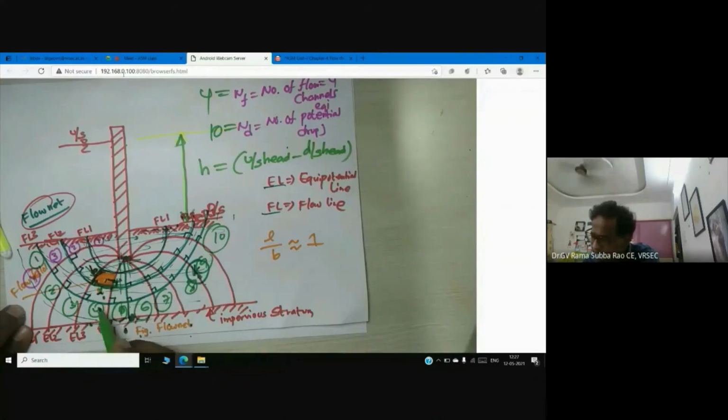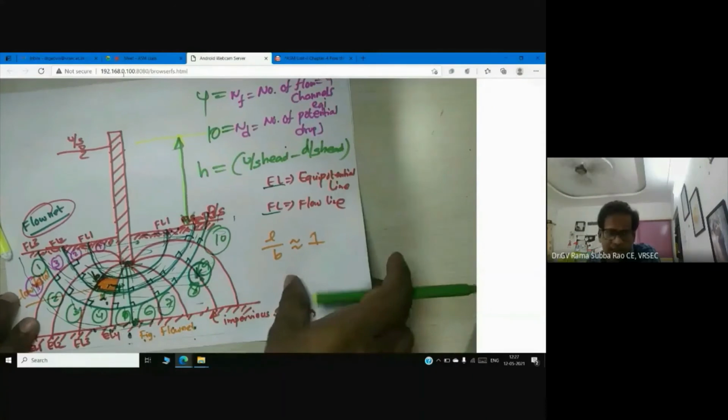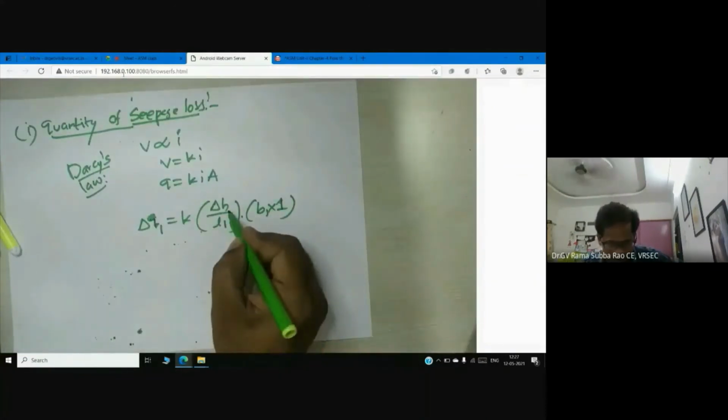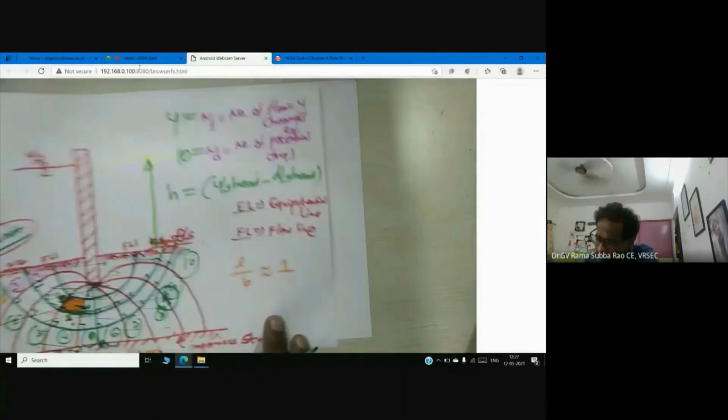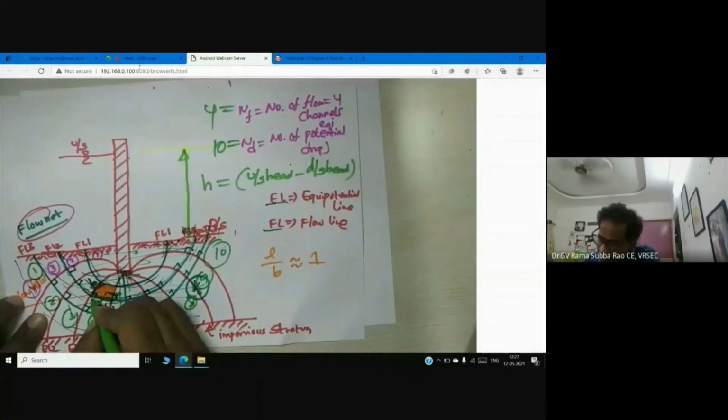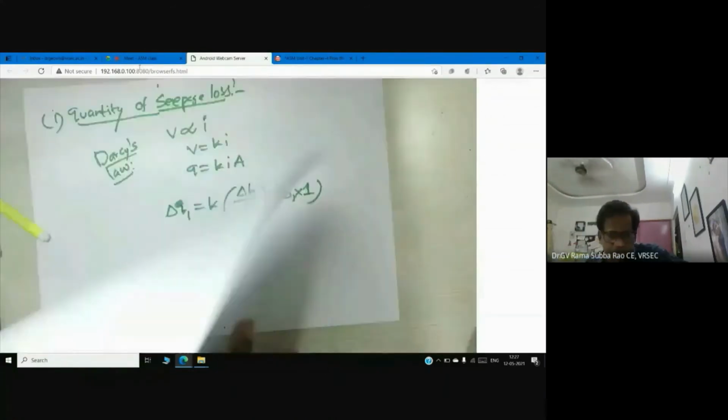Now, can anyone tell me now? So now, Q equals K, permeability, into delta H by L1. Why am I writing L1? You know, this is L1. Now, why am I writing area? Area is B into 1. I am taking the other direction as 1 unit length.